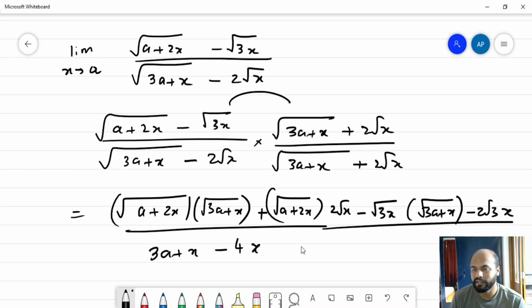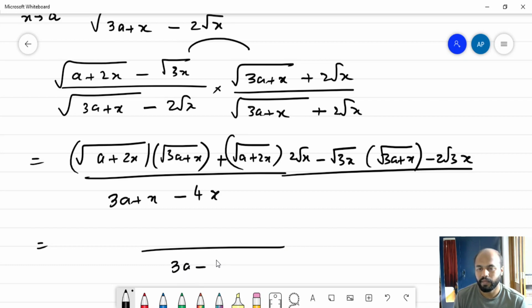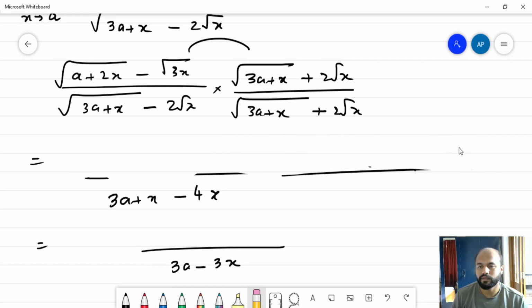So the terms are slightly lengthy. Let's see what we can do with this now. Some part is to cancel out. So at the bottom we have 3a minus 3x. Now we observe that on top, if we keep this as it is, or if we multiply, then the complexity increases. So in order to avoid that, we'll keep the terms without any multiplication. That is, we will keep it in this format itself.